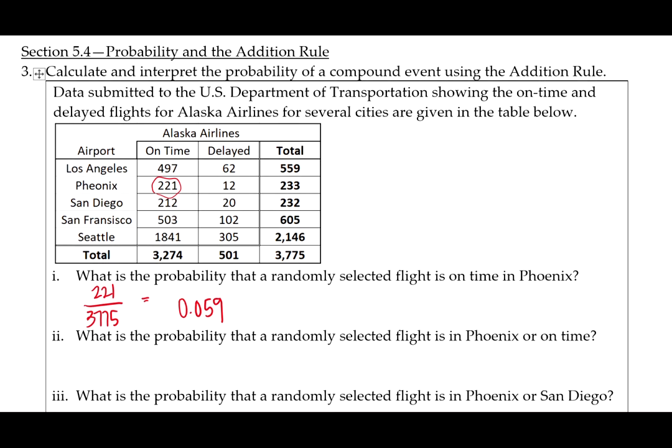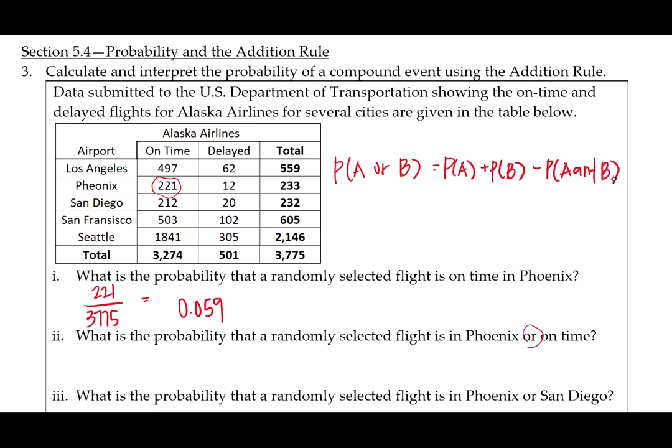Okay, next example. What is the probability that a randomly selected flight is in Phoenix or on time? This keyword "or" tells us that we're going to use the addition rule. Here's the general addition rule. The probability of A or B is equal to the probability of A plus the probability of B minus the probability of A and B.